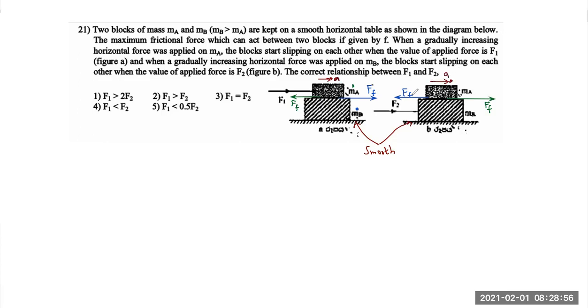Okay, so now let's say the blocks are at the verge of slipping. When the blocks are at the verge of slipping, what's going to happen now? When you apply a force, both the systems are going to move because the bottom part is smooth. Both the systems are going to move when blocks are at the verge of slipping on each other.